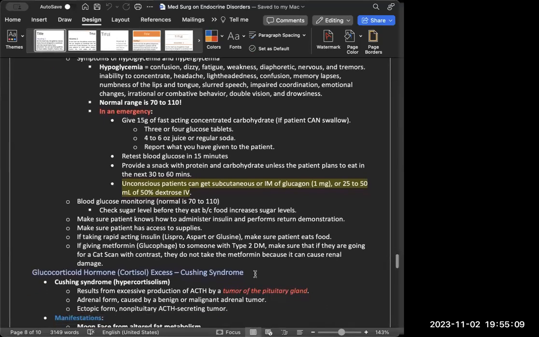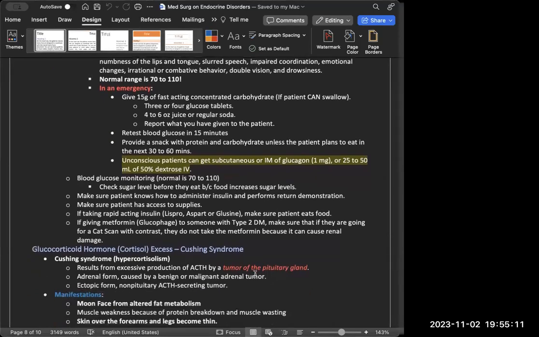But in an emergency, when this happens, you must give 15 grams of a fast-acting concentrated carbohydrate. So that includes 3 or 4 glucose tablets, 4 to 6 ounces of juice or regular soda, not diet, regular soda. And report what you have given to the patient, okay? You must retest that blood sugar 15 minutes after you give that, okay? Now, you could also give them a snack with protein and a carbohydrate to eat in the next 30 to 60 minutes, as long as they're not too confused, right? Because they might choke.